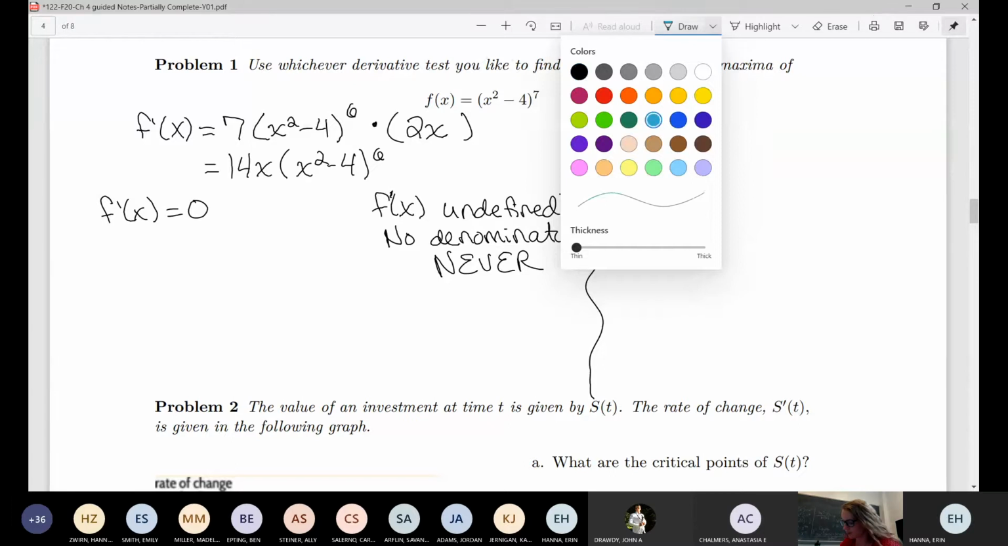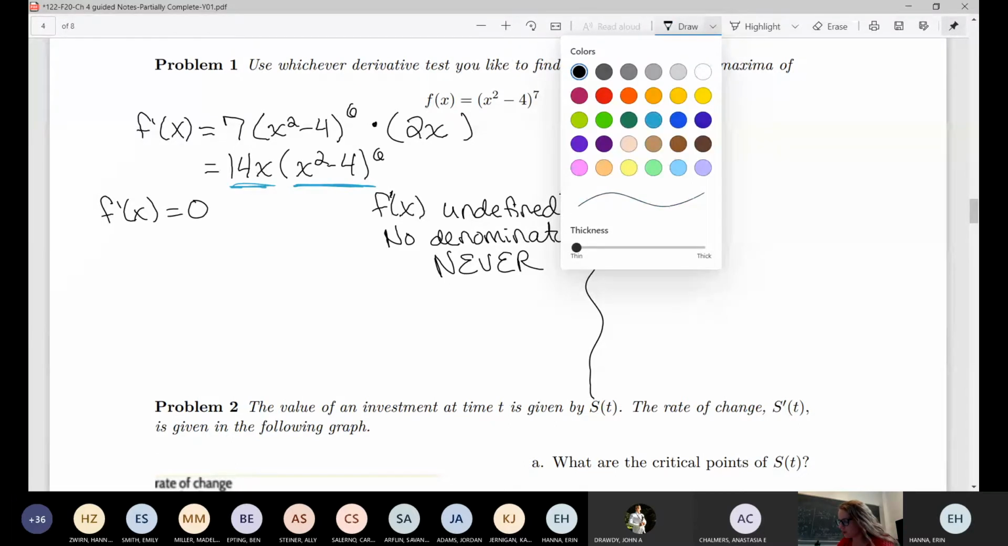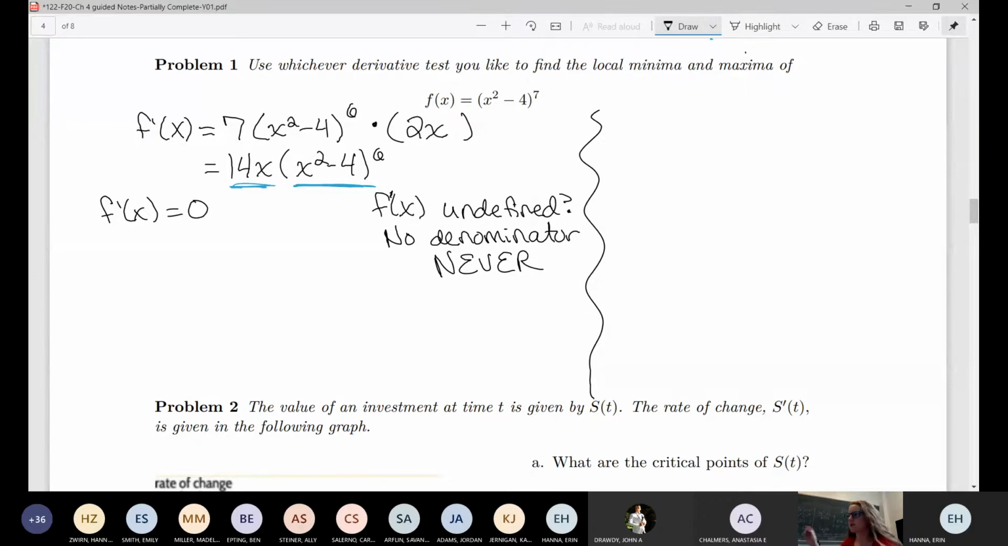Now notice that this derivative is made up of two things that are multiplied together. The only way you can multiply things together and get 0 is if one of those things must have been 0. So we can break this up and take both of those pieces and set the pieces equal to 0.